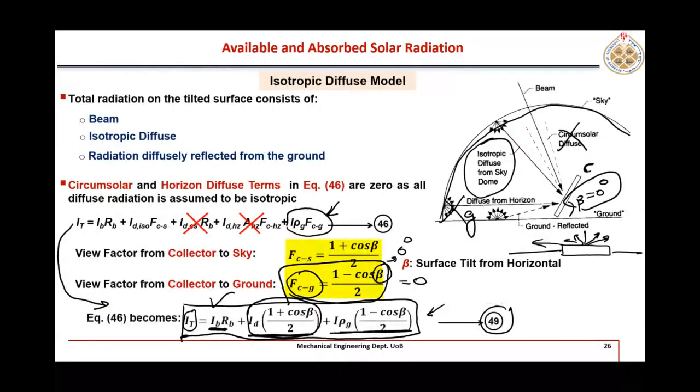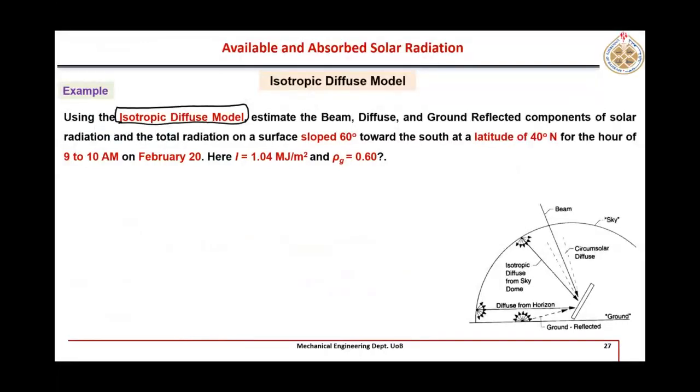So in this course, we shall be using this equation 49 to calculate the total amount of radiation falling on a tilted surface, which is any solar collector. Okay. So let's solve a numerical here. Using isotropic diffuse model, estimate the beam, diffuse, and ground reflected components of solar radiation. So how much is the beam part, how much is the diffuse part, and how much is the ground reflected?